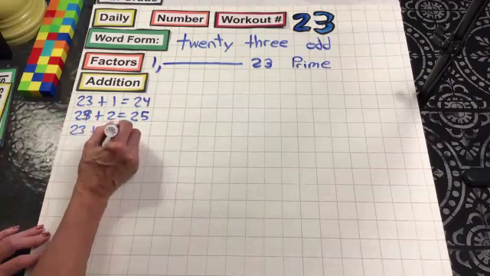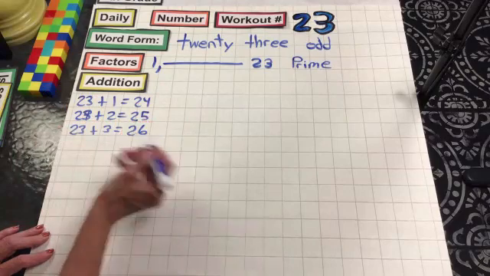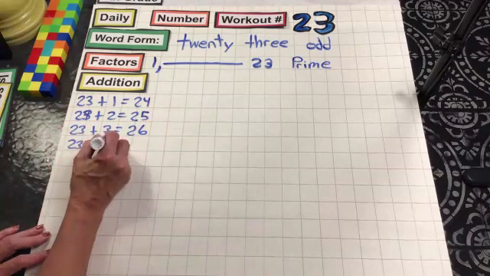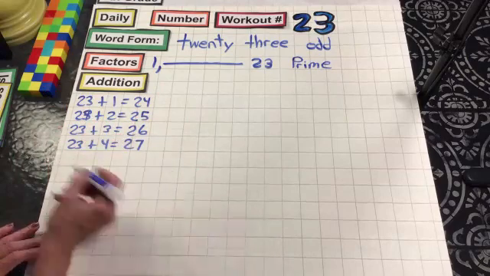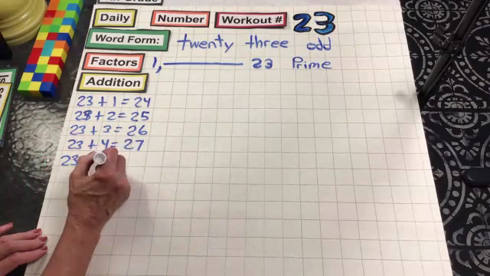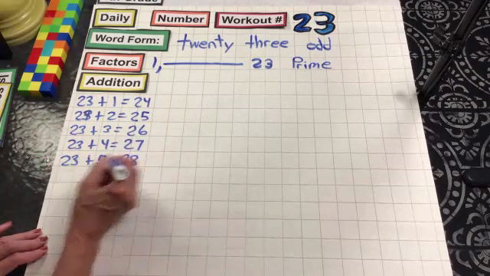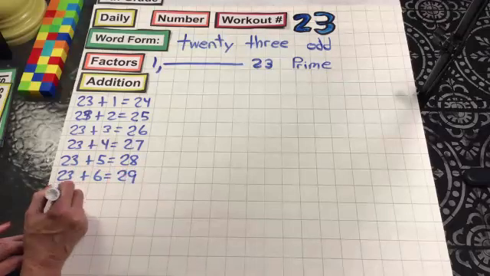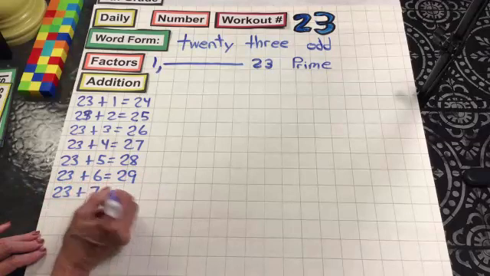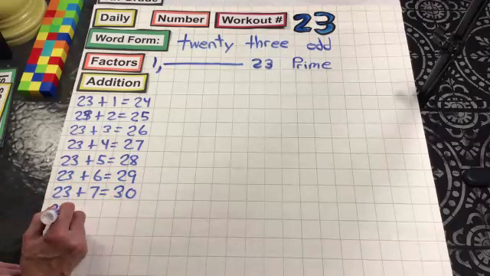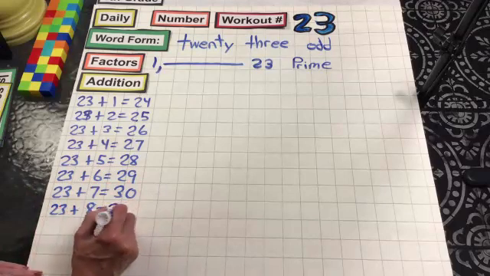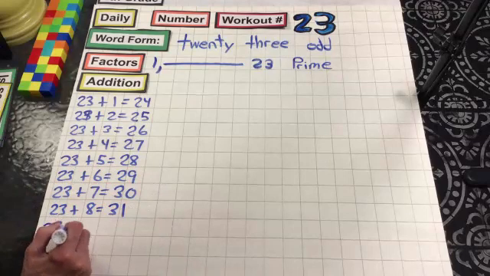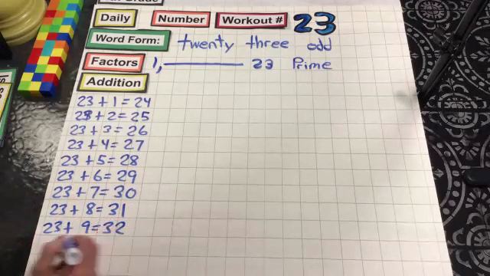23 plus 3 equals 26. 23 plus 4 equals 27. 23 plus 5 equals 28. 23 plus 6 equals 29. 23 plus 7 equals 30. 23 plus 8 equals 31. 23 plus 9 equals 32. And 23 plus 10 equals 33.